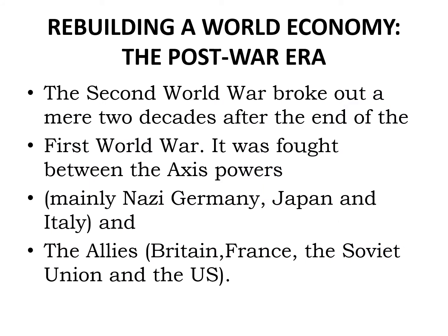The Second World War was fought between 1939 and 45. It broke out after two decades of the First World War, and it was fought between two groups. One is the Axis power, consisting of Germany, Japan, and Italy, and the other is the Allied power: Britain, France, and Soviet Union, and later the US joined. America initially was neutral, and then it joined the Second World War. So these are the two powers which started the Second World War.